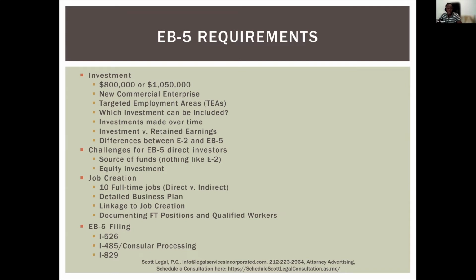The difference between the $800,000 and the $1,050,000 has to do with where the business is located. If the business is located in what's called a targeted employment area, that is an area where the unemployment rate is 1.5 times the national average. The unemployment rate right now, I believe, is 3.5%, so 1.5 times that number. If you were starting the business in an area like that, you would qualify for the $800,000. This applies to both regional center and direct investment. Or you would invest the $1,050,000.